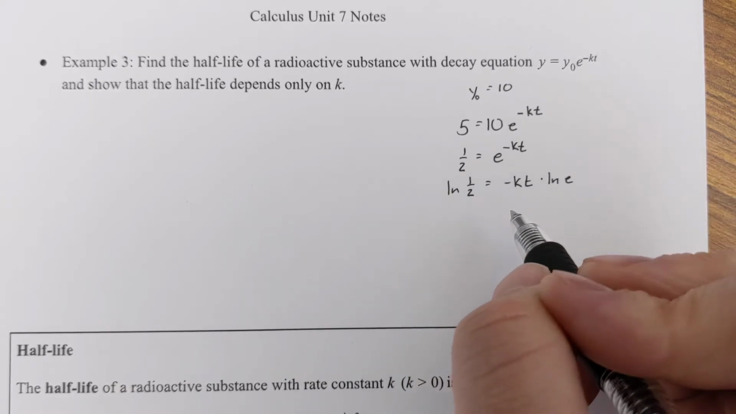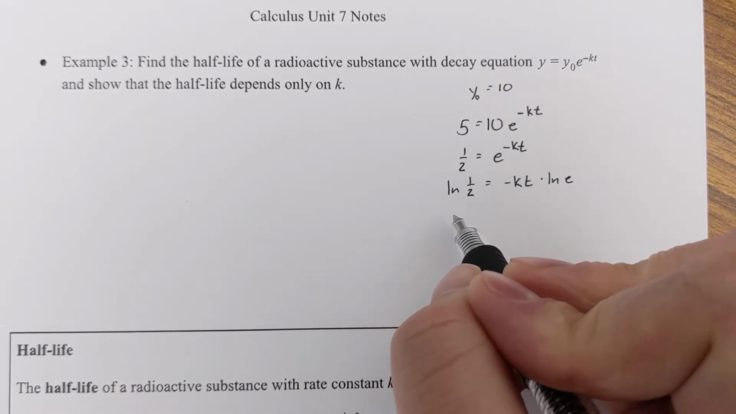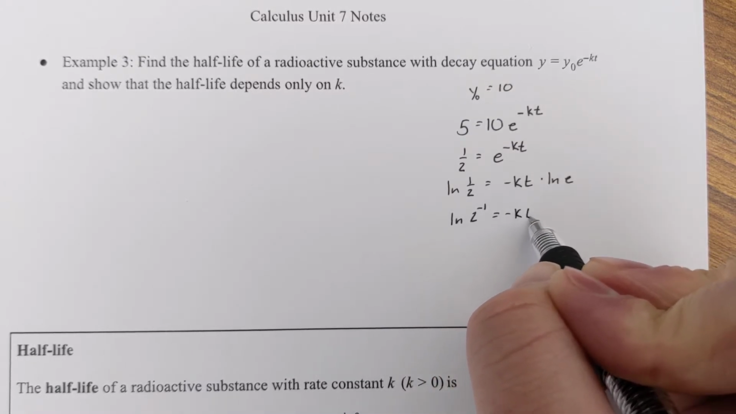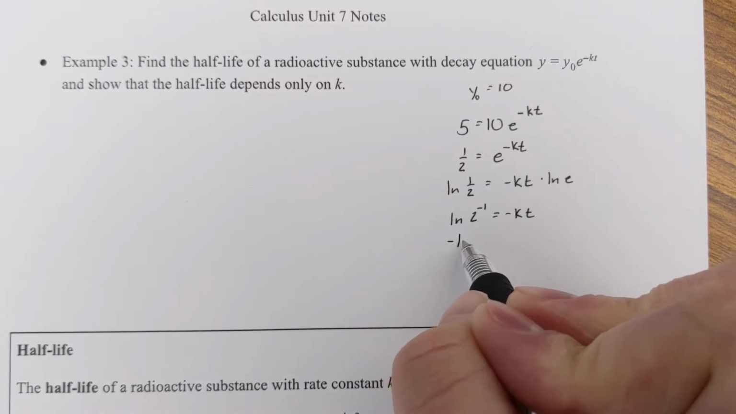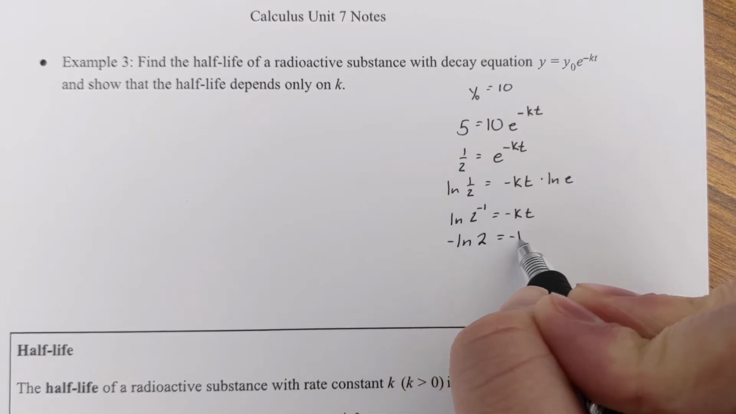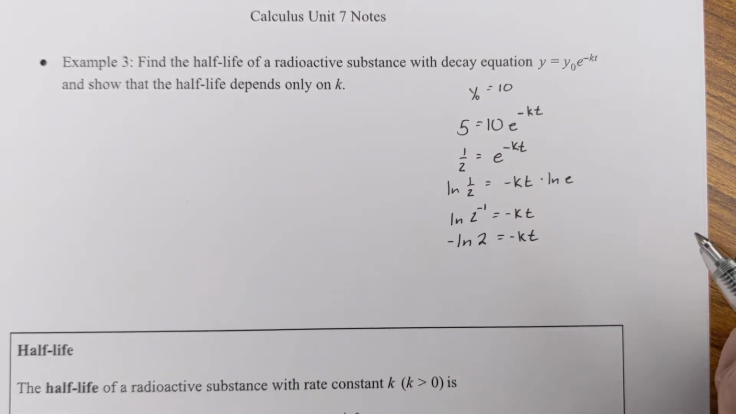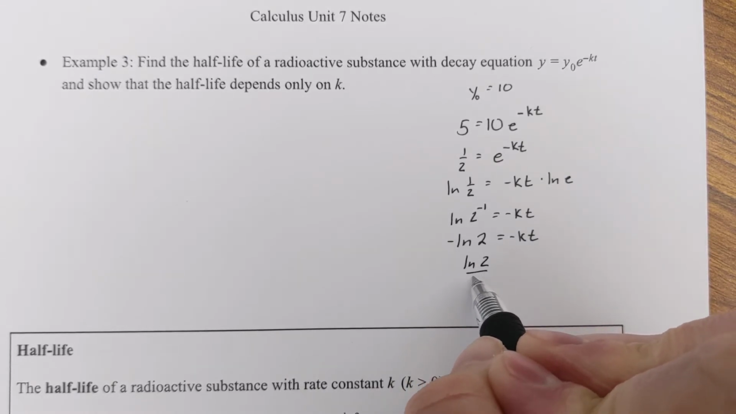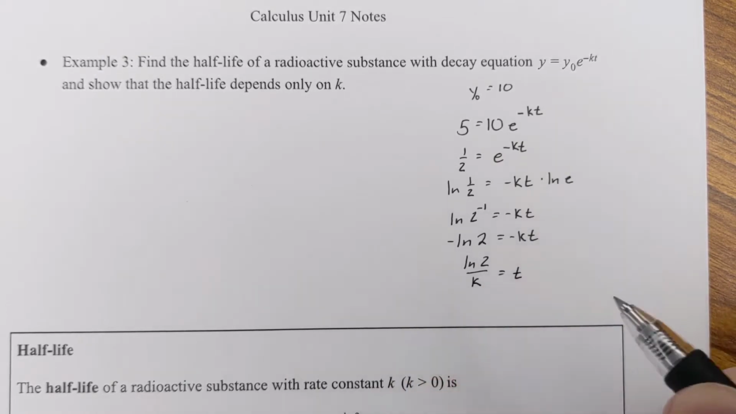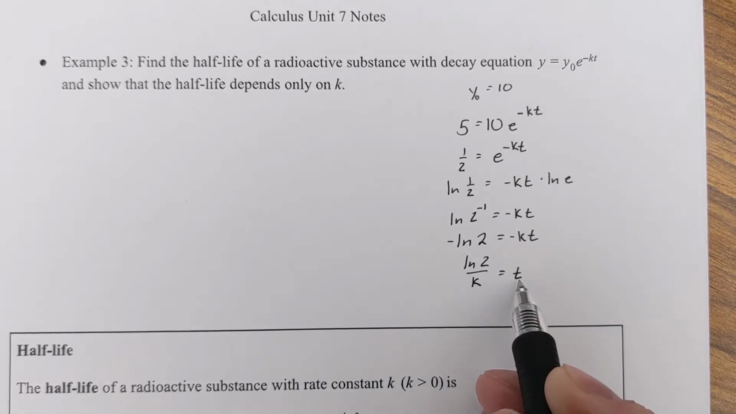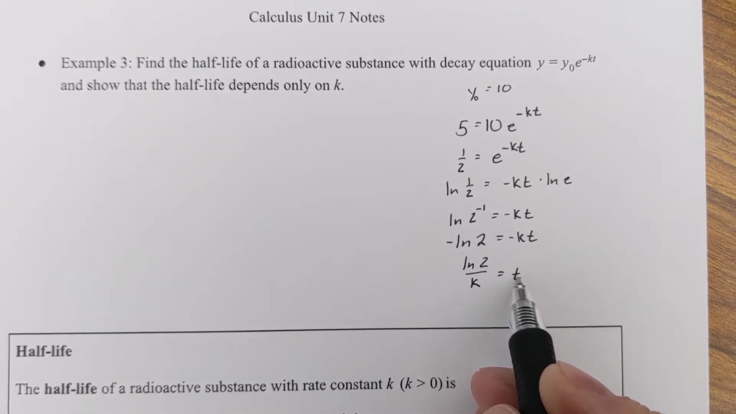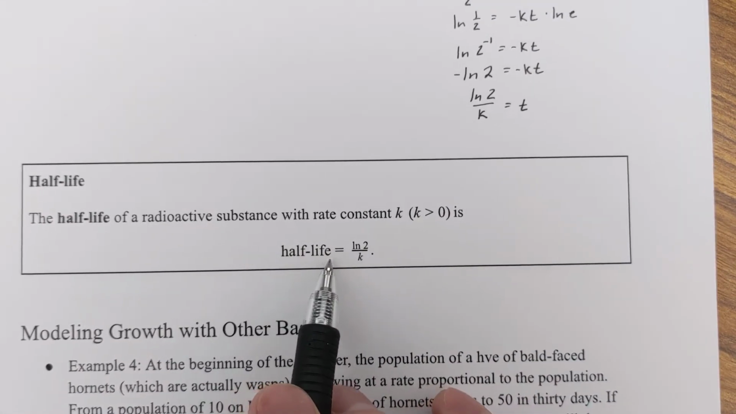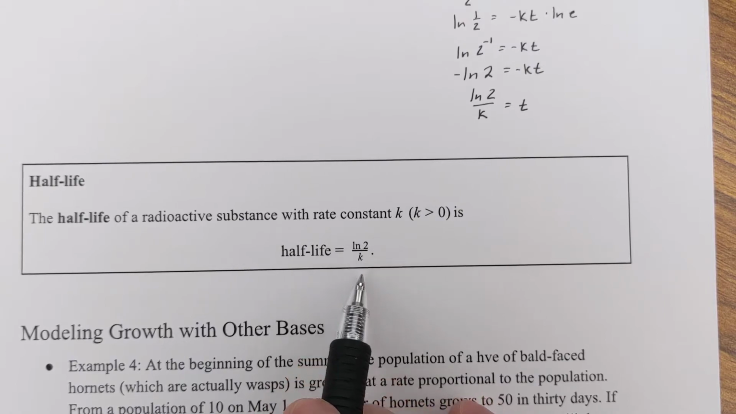Now I'm going to actually do a trick here. This is the natural log of 2 to the negative 1. And the reason I want to do that is that I can make this then the negative natural log of 2 equals negative kt. So divide the negative k across, I get ln 2 over k is equal to t. So the only thing that shows up in the half-life, the amount of time it takes me to get halfway there, is k. And that formula is written down here. So the half-life is given by the natural log of 2 divided by k.